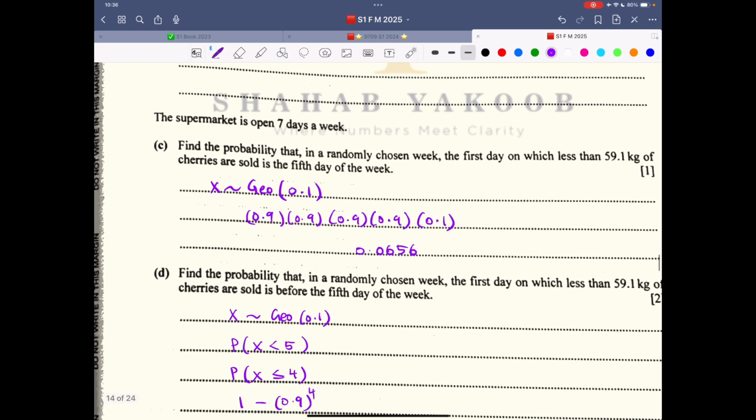Now the next 2 parts. The supermarket is open 7 days a week. Now why have they written it? A lot of people can confuse this thing, but this is not the number of trials, because you will soon see that the question is about geometric. In geometric, there is no number of trials. There is no n over here. Why are they saying it? Because you should not stop on any particular day. You might think that this is a holiday or something like that. There is no holiday. It's open 7 days a week.